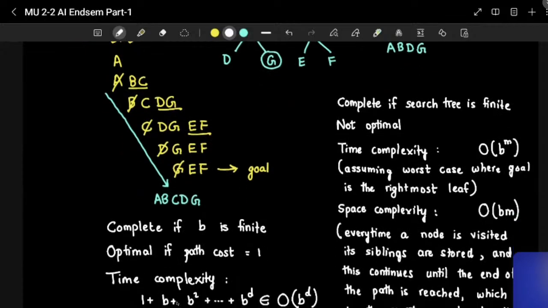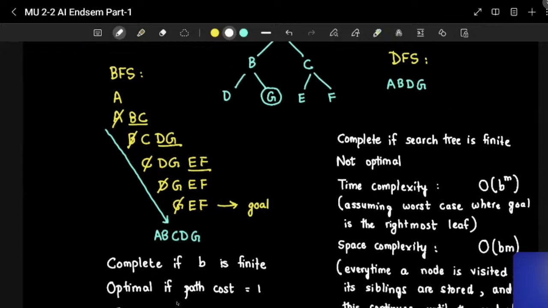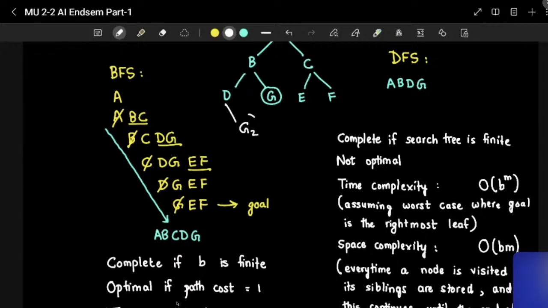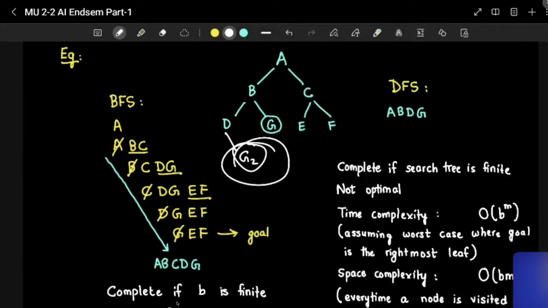It is not optimal because there's a possibility that you will give a solution that has a higher depth. For example, let's say this is G2. DFS will give this as the solution, but we know that this is the better solution.